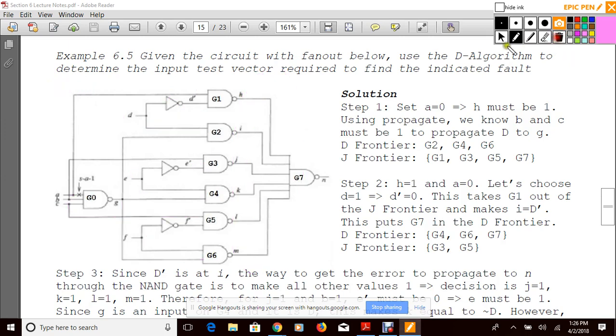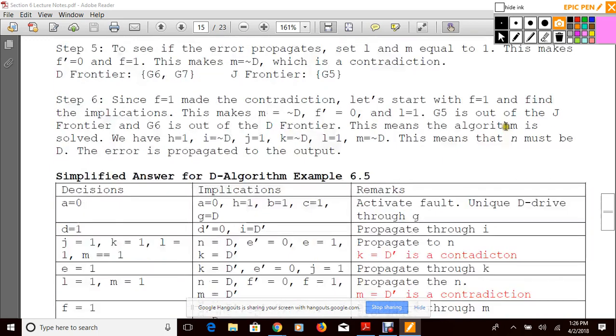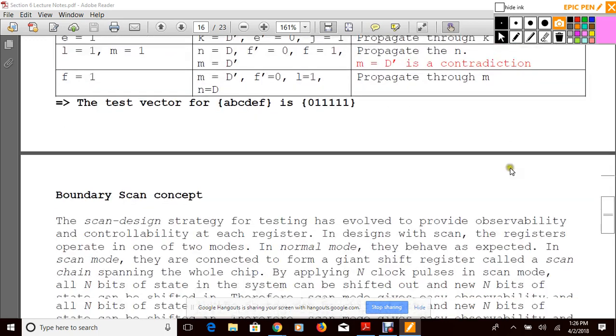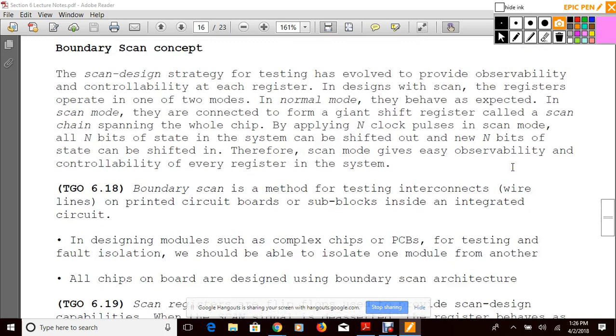Cool. All right. So does D algorithm make a lot more sense? Good. Yeah, that's graduate level stuff there that I'm adding here. This is something I learned in grad school, so you are way ahead of the game.